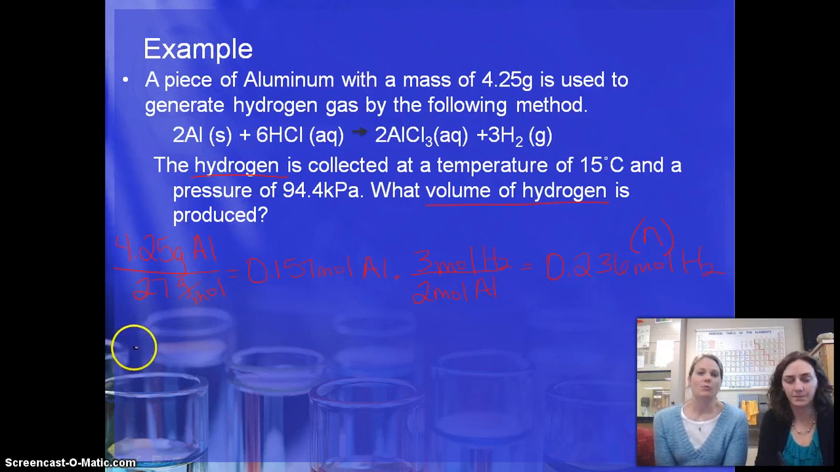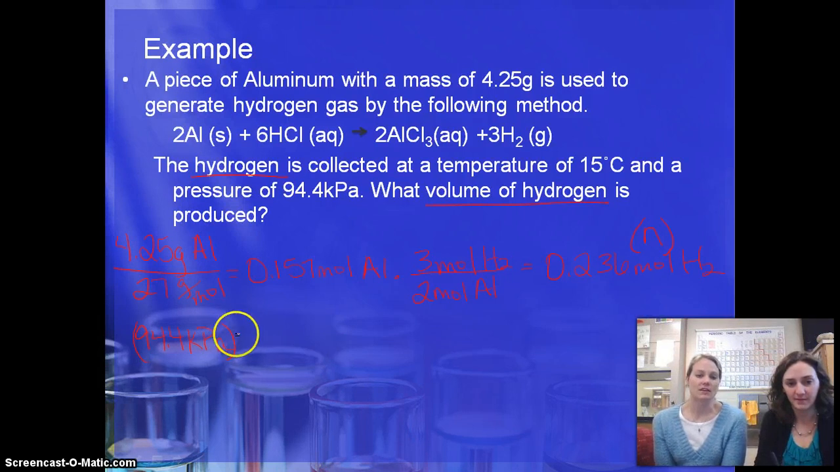Let's go through the rest of the problem here. We've got a temperature of 15 degrees Celsius. Sorry, I was already writing the pressure. Fine, let's just fill it into the equation as we go along. All right, so we've got 94.4 kPa. We want to find volume. What volume of hydrogen is produced?